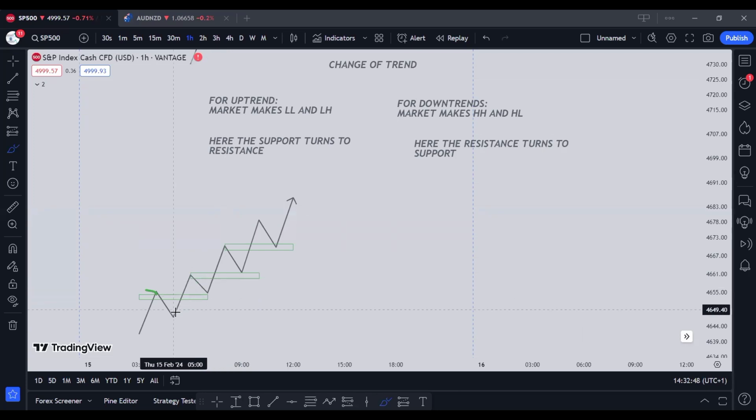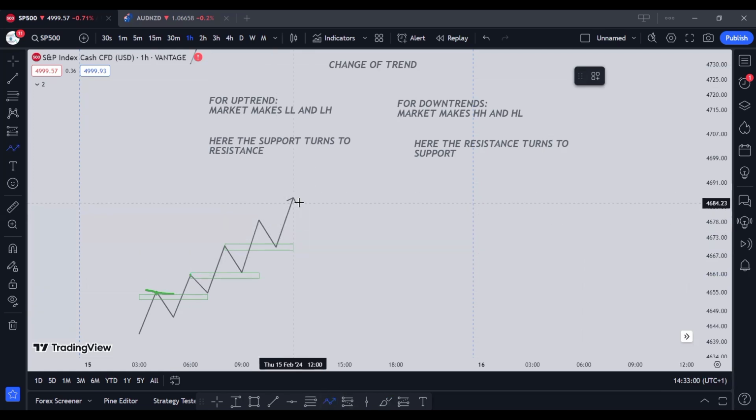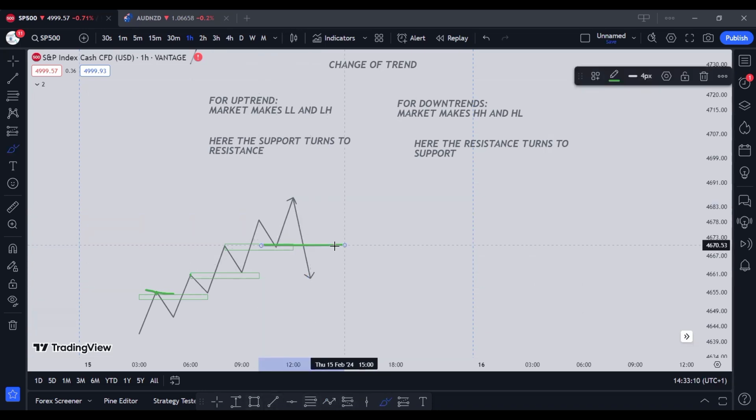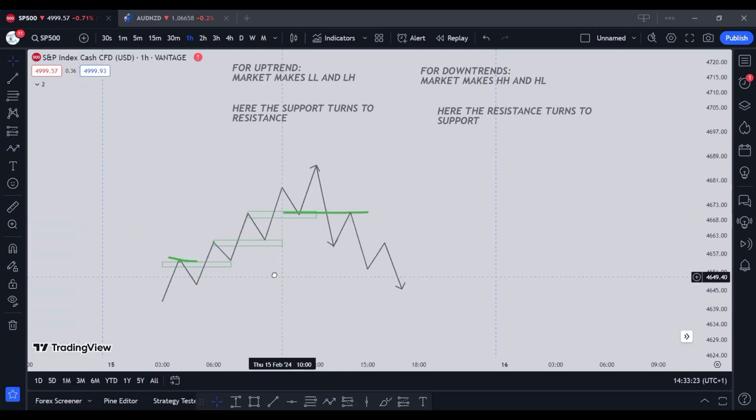Do you get the gist? In an uptrend, this resistance is turning to support. But in a change of trend, right? This support right here will not hold as support. Support starts turning to resistance. Do you get the gist now?